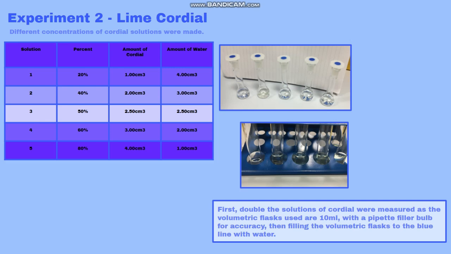volumetric flask. So we used a pipette filler bulb for even more accuracy and filled up the volumetric flasks with the different amounts of cordial, and then filled up the rest of the volumetric flasks with water right up to the blue line. And then we mixed it thoroughly so that we had an even concentration throughout the volumetric flask and ran that through.